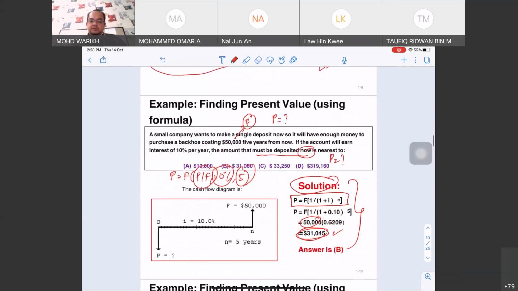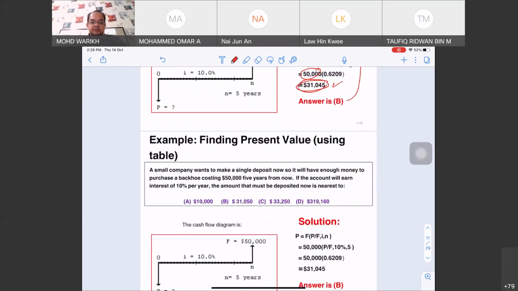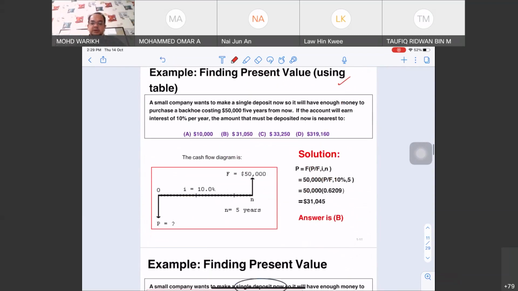So this one is using the formula. Same discussion using the tables. Same, no problem at all. You can use either one. But to me, to save time in solving the problem, please use the tables.